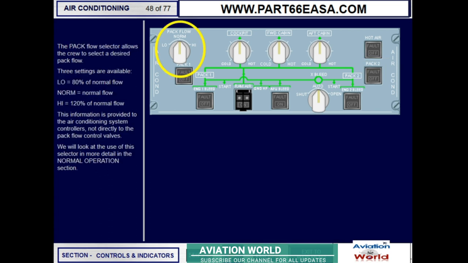The PAC flow selector allows the crew to select a desired PAC flow. Three settings are available. Low equals 80% of normal flow, norm equals normal flow, and high equals 120% of normal flow. This information is provided to the air conditioning system controllers, not directly to the PAC flow control valves. We will look at the use of this selector in more detail in the normal operation section.